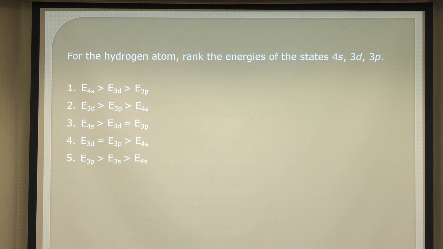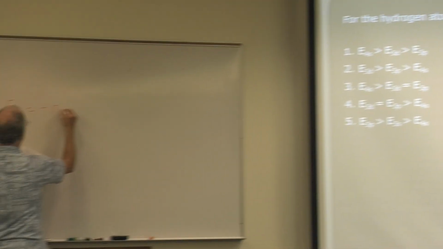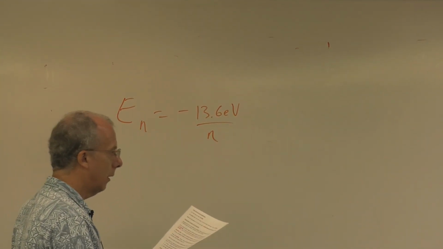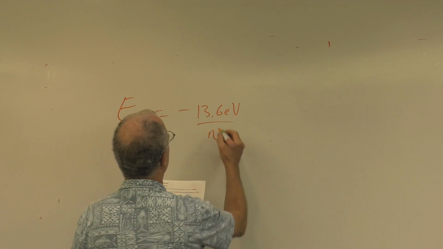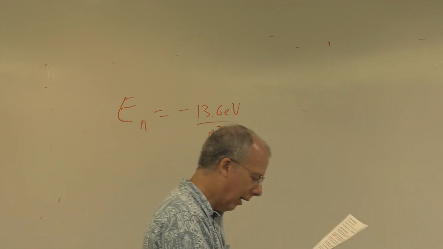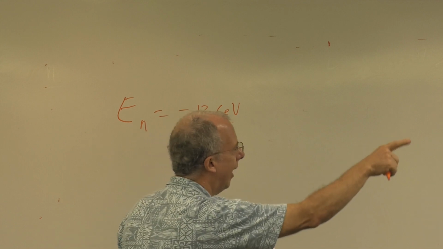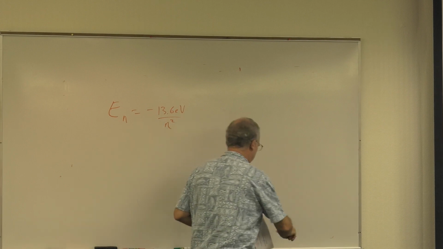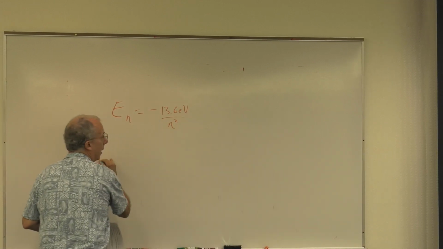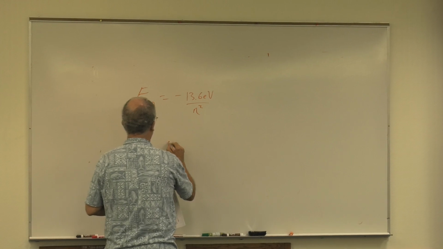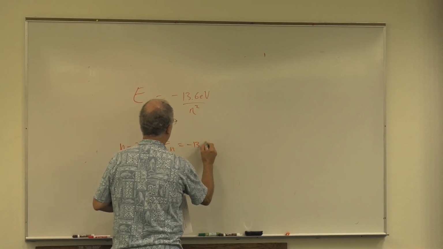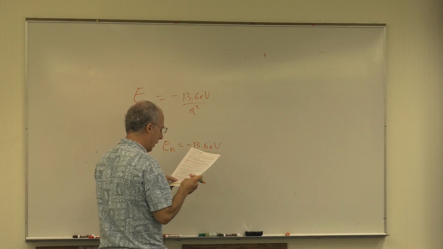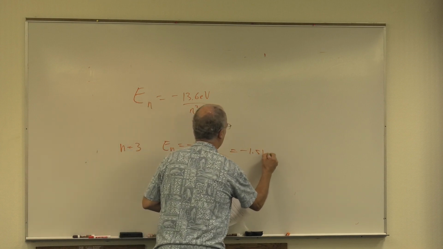What's the equation for the energy? The equation is E_n equals minus 13.6 electron volts over n. Right? Or is it n squared? I guess it's n squared. Okay, so let's do it. We can just figure it out. If we have n equals 3, then we have E_n equals minus 13.6 electron volts over 9, and that's minus 1.51 electron volts.